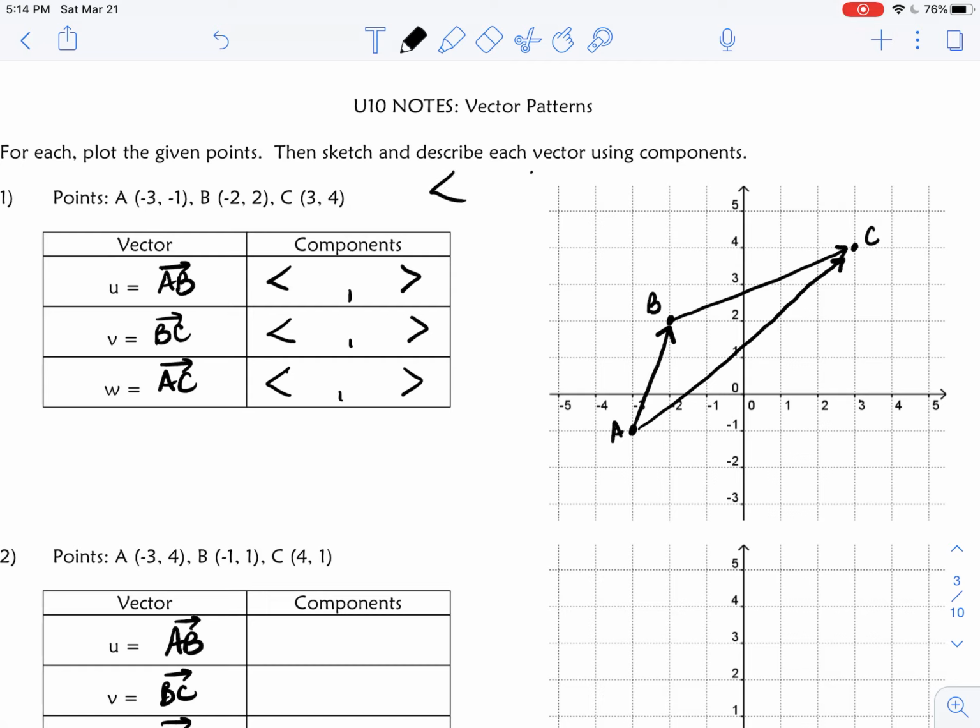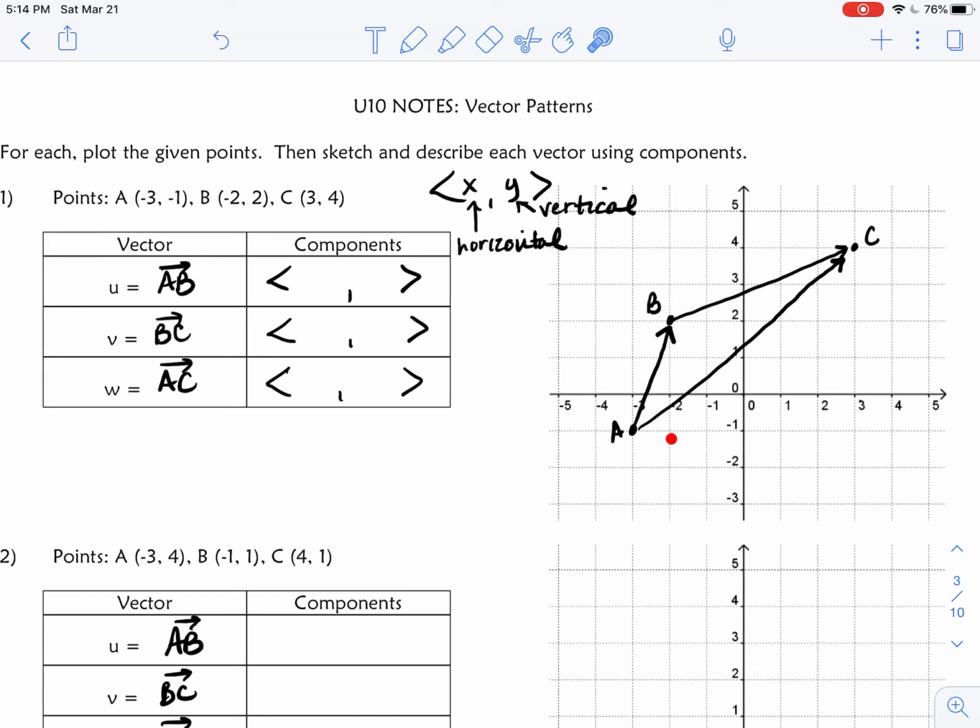Okay, so on a vector, your first component is the horizontal. And if that number is positive, you're moving to the right. If it's negative, you're moving to the left. And the second component represents your vertical. And if that guy is positive, you're moving up. Negative, you're moving down. So for vector AB, we're starting at A, moving towards B.